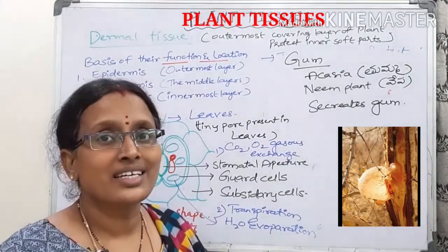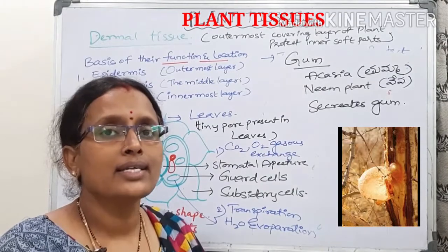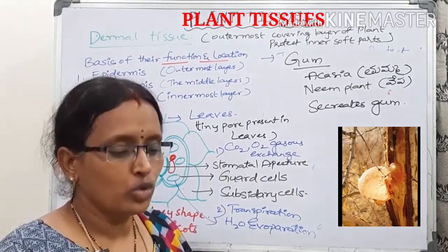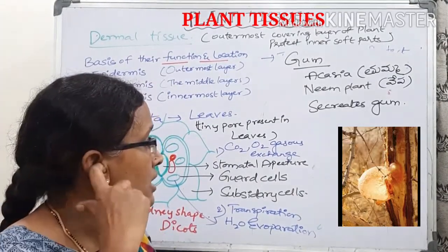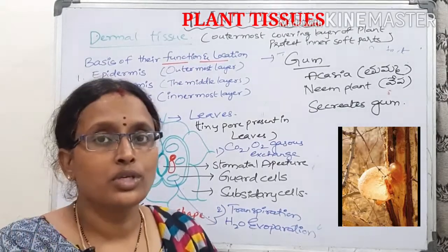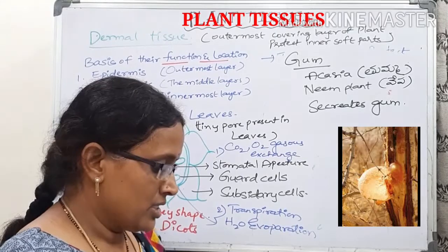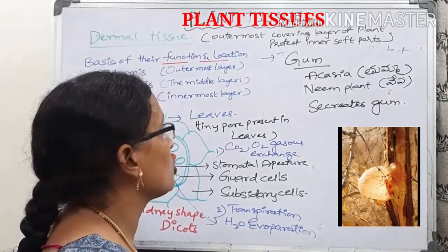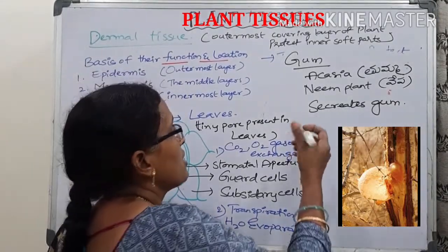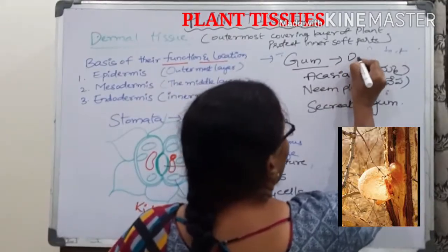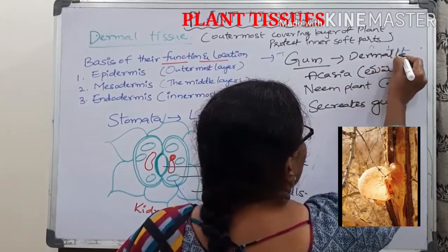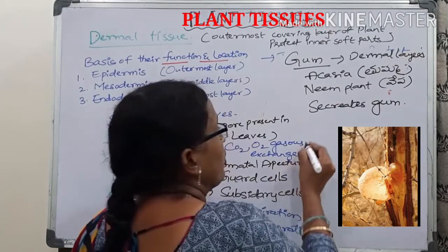Gum is not secreted by all plants. Some plants can secrete gum through their epidermal layers. When we injure the epidermal layers, we find the secretion. Gum is secreted from the dermal layers of this tissue. So this gum is also secreted by dermal layers. This is important.